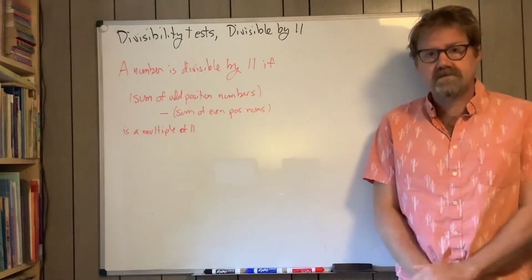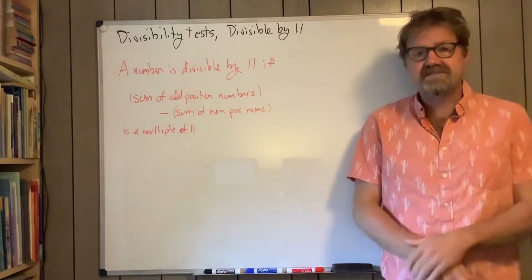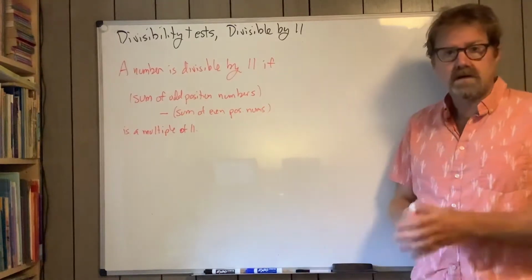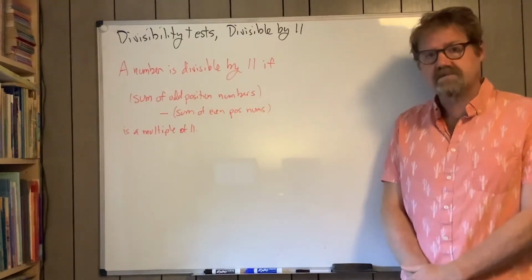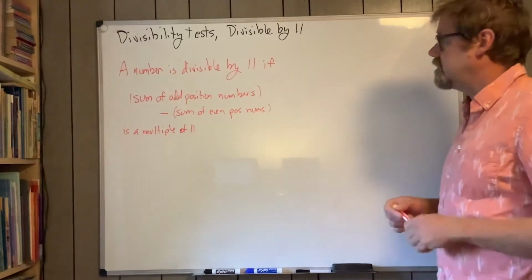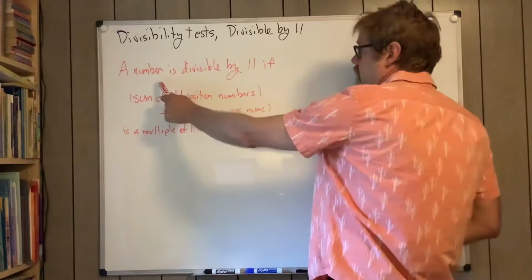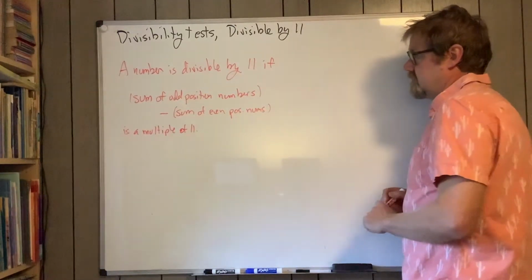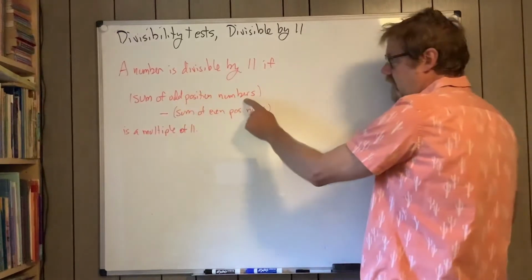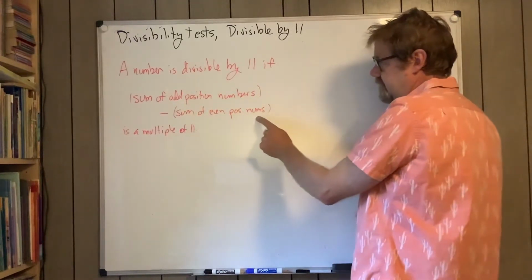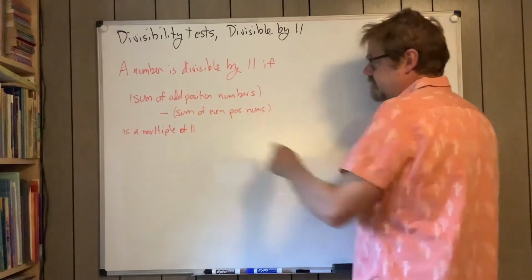All right, so this video is on the divisibility test for division by 11. This one's a little different than some of the other ones we've seen. So I've got it up here. A number is divisible by 11 if the sum of all the odd position numbers minus the sum of all the even position numbers is a multiple of 11.